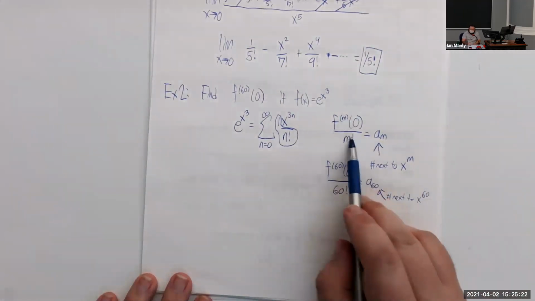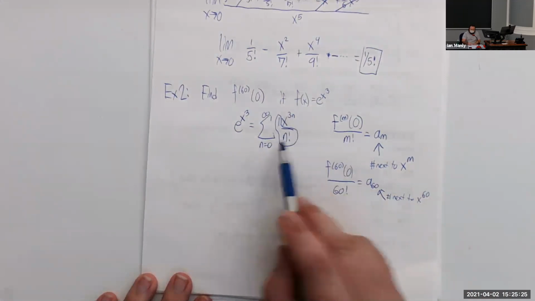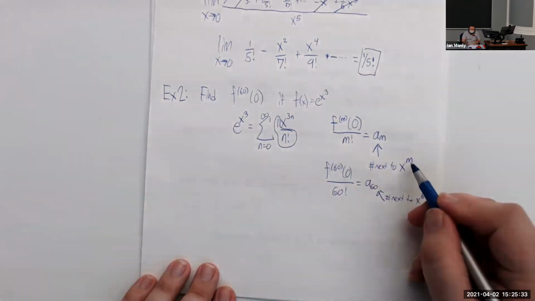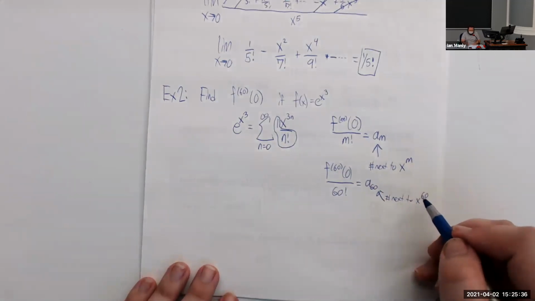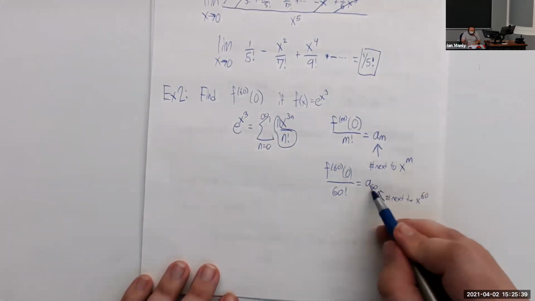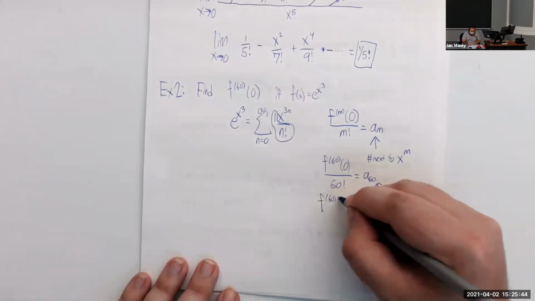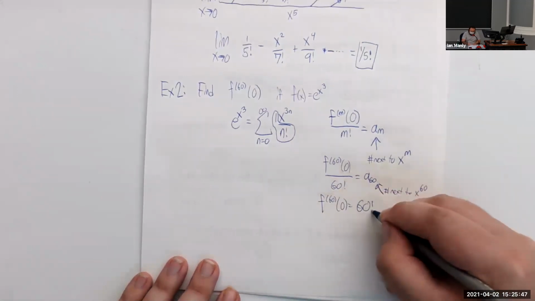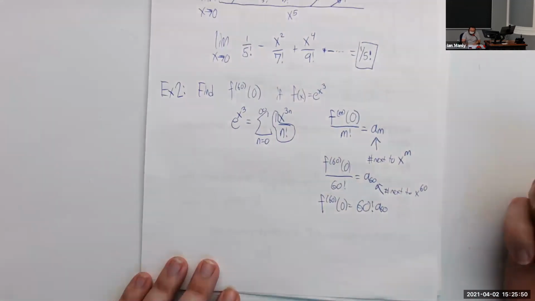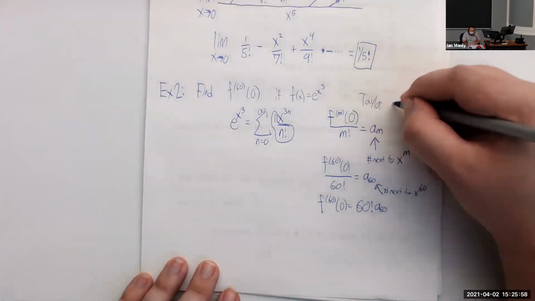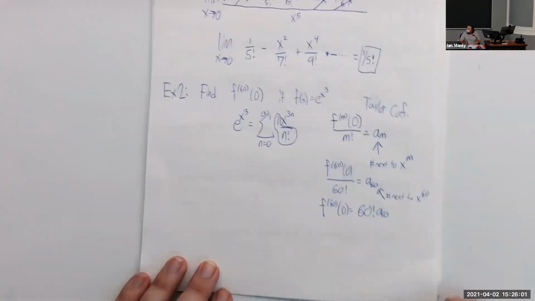And this is the number next to x to the 60. Now I made a point of writing a different letter than this. So I have n's as my variable here. I wrote m's here. And that's because m doesn't necessarily need to be the same number as n. N is just the index for the series. M is the power that we care about right here. So I want to find what the number next to x to the 60th is in my series. And then if I multiply both sides by this factorial, I have 60 factorial times a sub 60. That will be my derivative right here. Where did I get this equation? This is the equation for Taylor coefficients. This is how we find our Taylor coefficients.